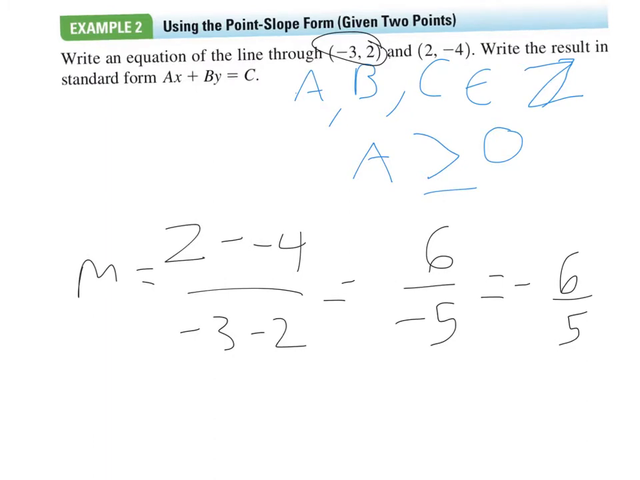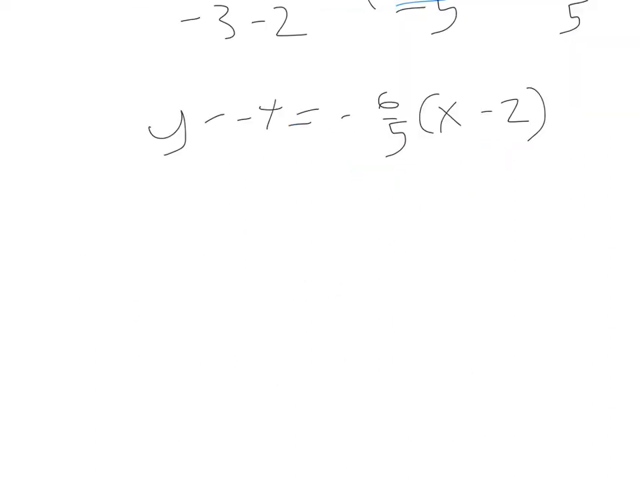Now you can do the point-slope formula. You could choose either of those points you want. I'm going to choose the second one. So it's going to be y minus the y coordinate, which would be negative 4, equals the slope, which is negative 6/5, and then x minus 2. So now, on the left hand side we have y minus negative 4. That's the same as saying y plus 4 equals negative 6/5 times x minus 2.